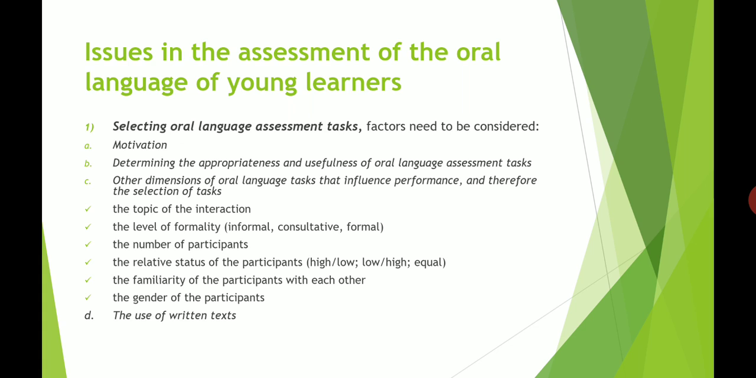And therefore, the selection of tasks considers, for example, the topic of the interactions, the level of formality, whether it is informal, consultative, or formal, the number of participants, the relative status of the participants, whether it is high or low, or just equal, the familiarity of the participants with each other, and the gender of the participants. These also have to be considered. And the last one is the use of written tests.